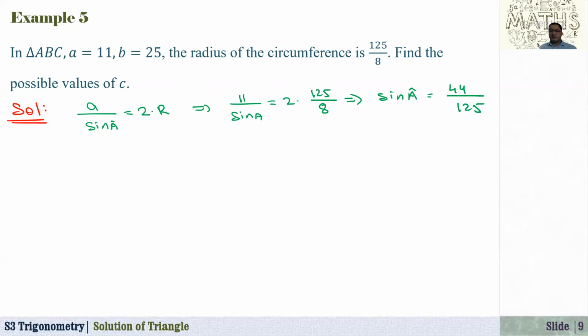Okay. So now from sine of A, I can find cosine of A, but what is the question here? Find the possible values of c. So we have found sine of A. The second thing is I can find the cosine of A. What is cosine of A? Because if I know cosine of A, then we can find c. Because here we are talking about this kind of triangle. So this is something like this.